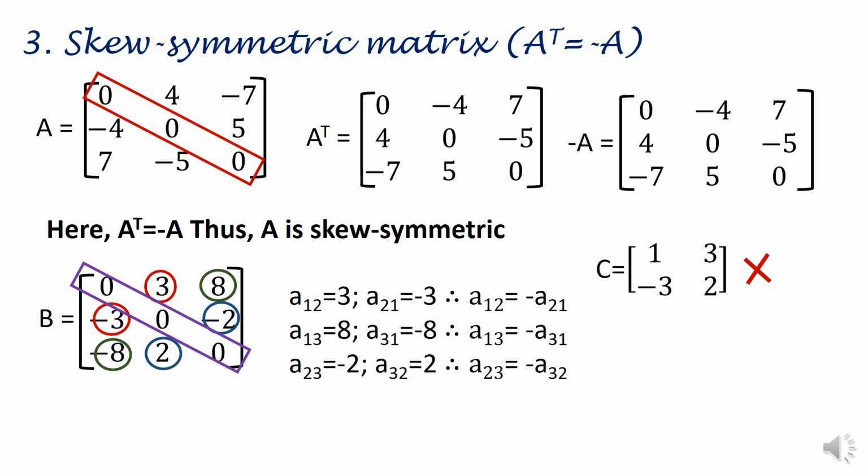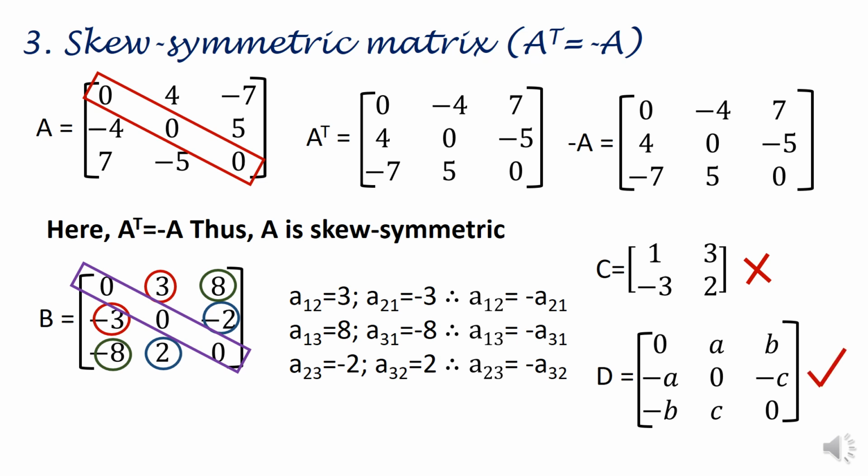On the other hand, just observe D. In D, you can see that both the conditions are obeyed. That is, Aij is equal to minus Aji. And also the diagonal elements are 0. That means D is a skew symmetric matrix.